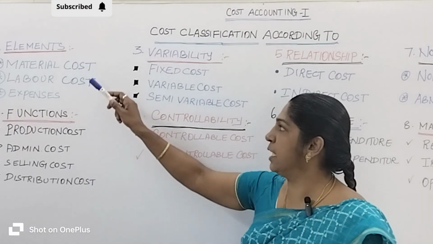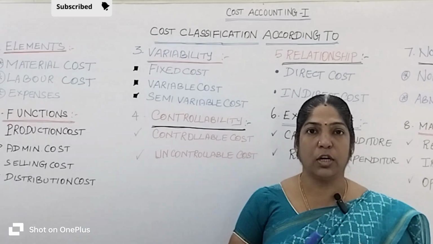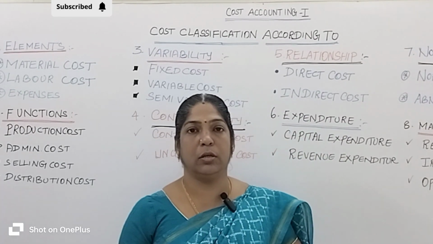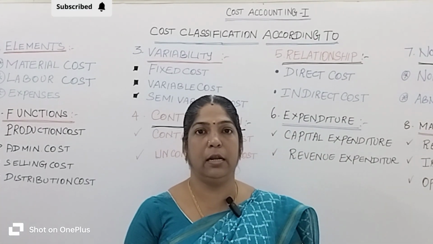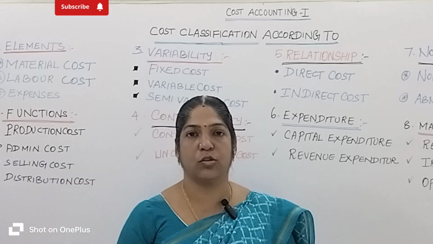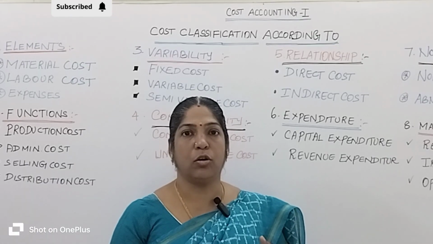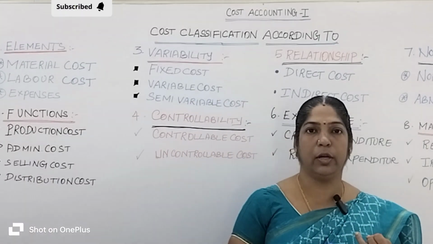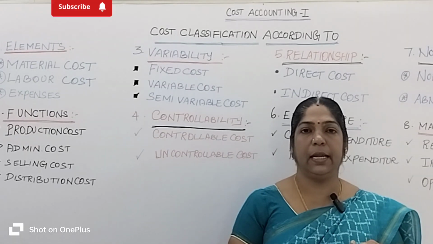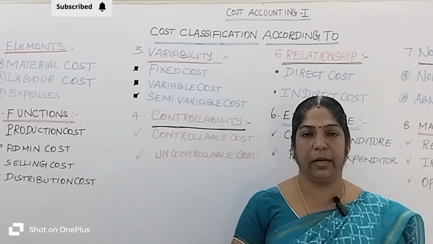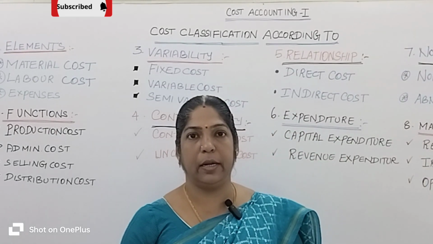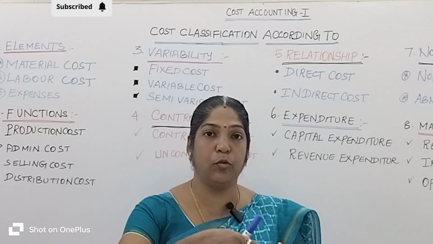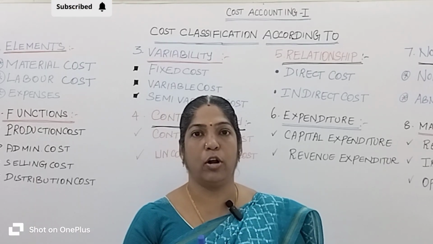Okay, so let's take the first one, material cost. What is meant by material cost? The cost spent on material to make a product is called material cost. Material cost is classified into 2 parts. What are they? The first is direct material, and the second is indirect material. What is meant by direct material? The cost spent directly to make a product is called direct material cost.